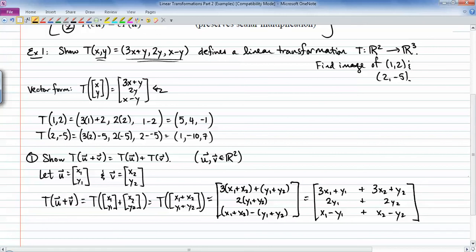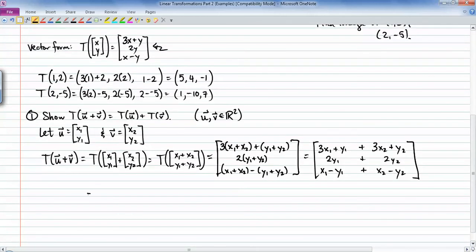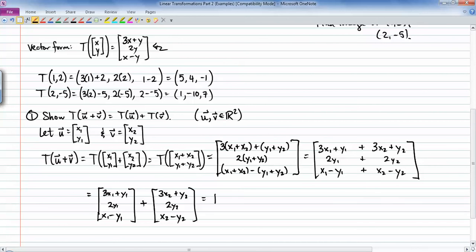And then that is the same thing as saying, this is a little overkill, but this is really the rigorous way of doing it, I suppose: (3x1 + y1, 2y1, x1 - y1) as one vector, plus (3x2 + y2, 2y2, x2 - y2). And then that's going to equal the same thing as T of u plus T of v.